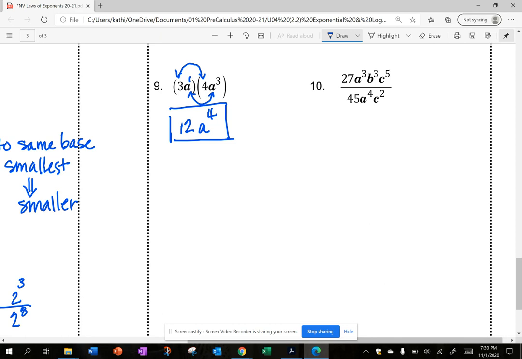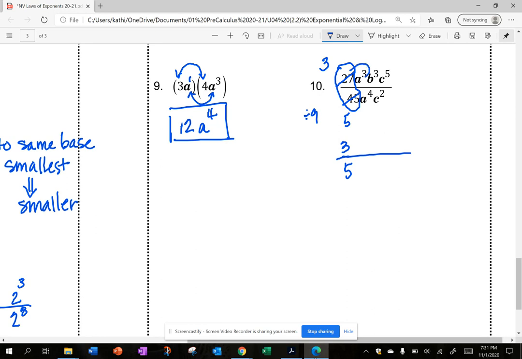All right, I'm going to work with coefficients, then I'm going to work with the same bases. So starting out with my coefficients, 27 and 45 are both divisible by 9. So 27 divided by 9 is 3, and 45 divided by 9 is 5. So I start out with 3 divided by 5.